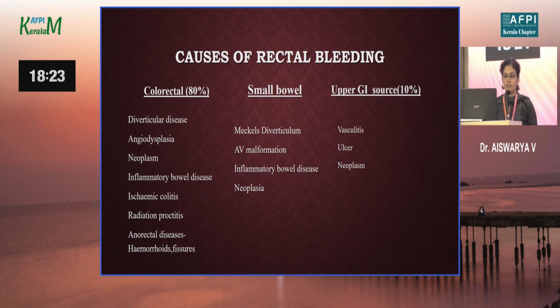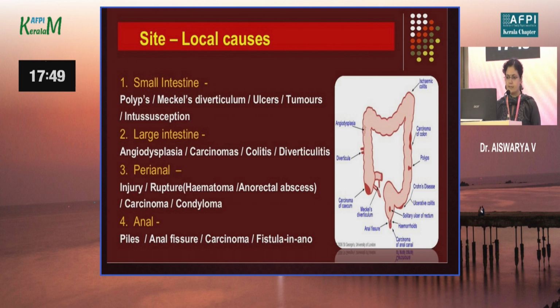Now coming to the causes of rectal bleeding, 80% of the causes are colorectal, like diverticular disease, angiodysplasia, neoplasm, inflammatory bowel disease, ischemic colitis, radiation proctitis, and anorectal diseases like hemorrhoids and fissures. Small bowel causes include Meckel's diverticulum, AV malformation, inflammatory bowel disease, and neoplasia. Upper GI source accounts for 10% of the causes, which includes vasculitis, gastric ulcers, and neoplasm. Here is another slide of causes showing the diagram and the most commonly occurring sites.